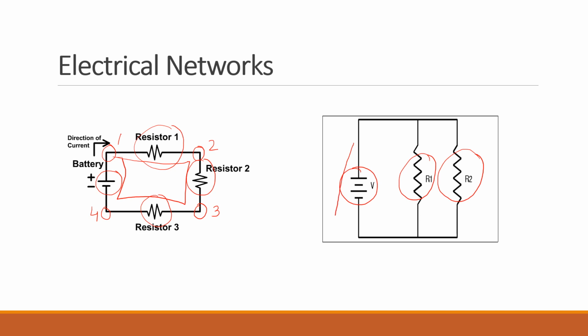This is branch number 1, this is branch number 2 and this is branch number 3. Now, when we talk about nodes, there are 2 nodes in this parallel circuit. This is first node and this is second node. Note that in both series and parallel circuits, the number of elements is equal to the number of branches.